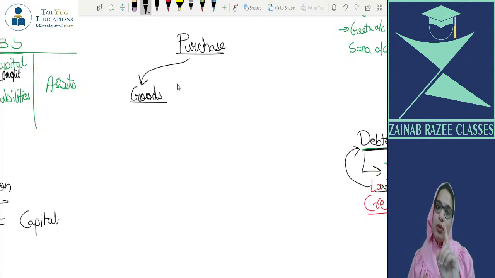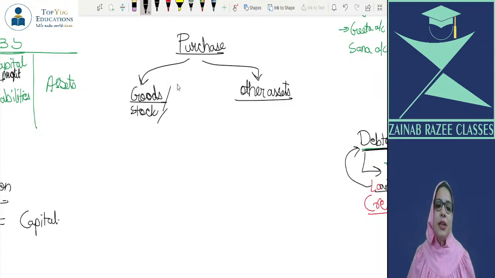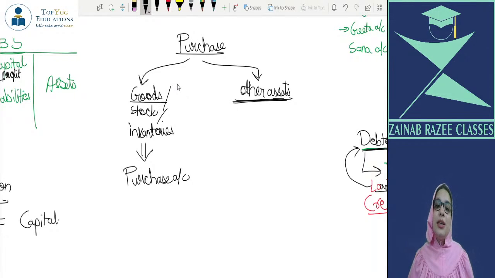So I can purchase goods, which is an asset, and I can purchase all the other assets also. Other assets can be furniture, car, machine, and so on. Goods, stock, inventories, everything is the same. Please, my dear friends, do understand this. Now, we had discussed that if I purchase goods, stock, or inventories, I debit the purchase account. Whereas when I purchase all the other assets, I debit the respective asset: furniture account debit or car account debit.